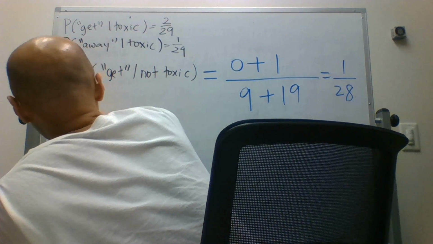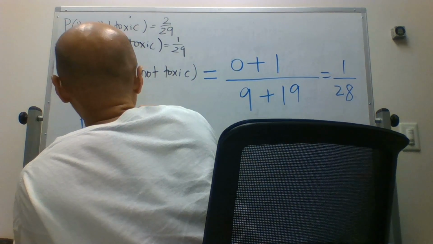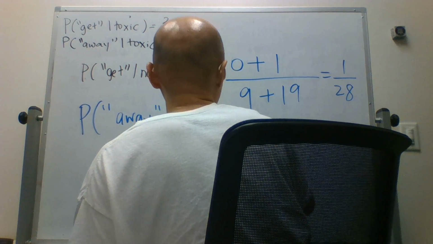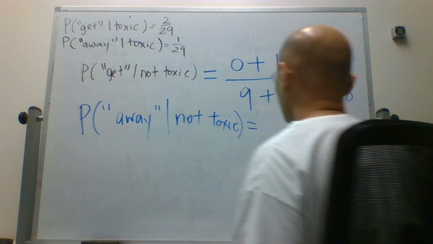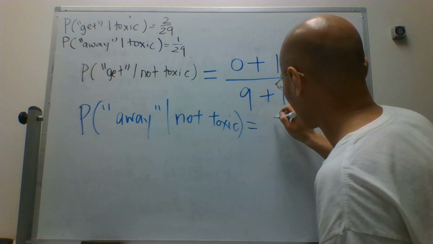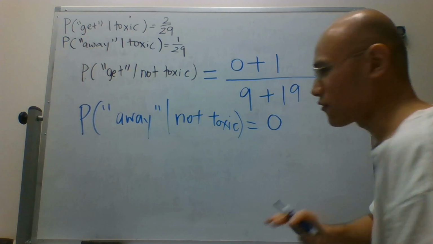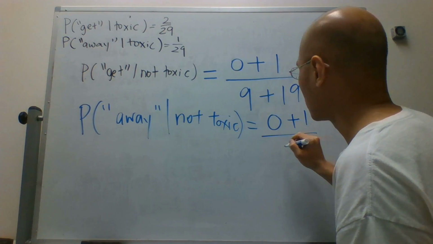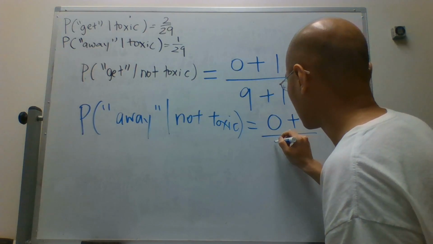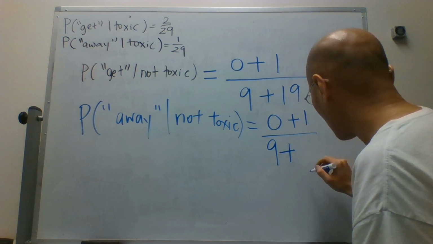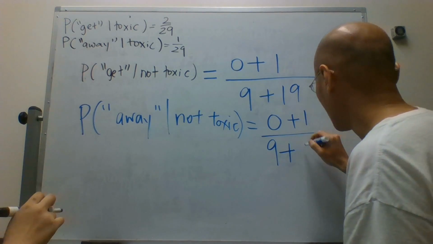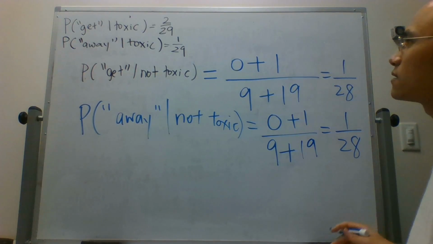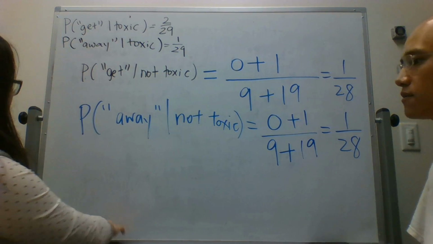So P of away conditioned on the phrase being not toxic is equal to, obviously 0, because the word away does not appear in any of our phrases, plus 1, which is the smoothing parameter, divided by the number of non-toxic words, which is 9, plus the number of words in total, counting duplicates, which is 19. So this is again 1 over 28. I'm just going to summarize this like that. Great job, Eric.